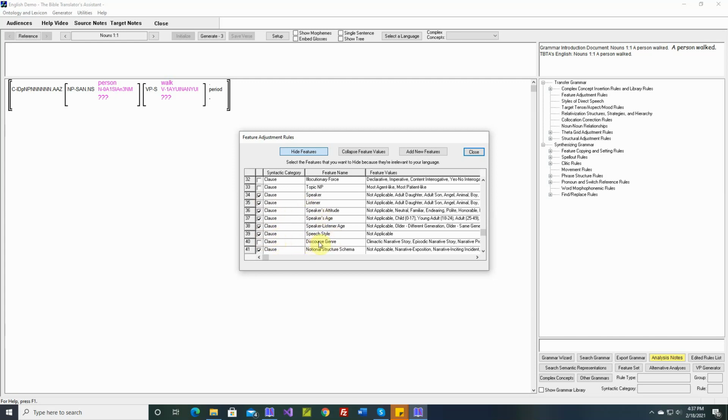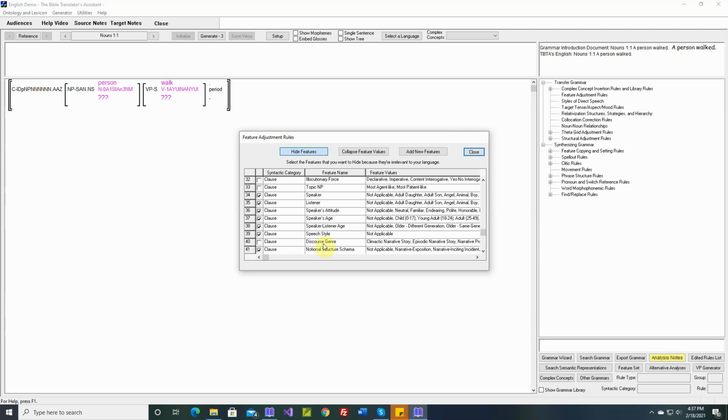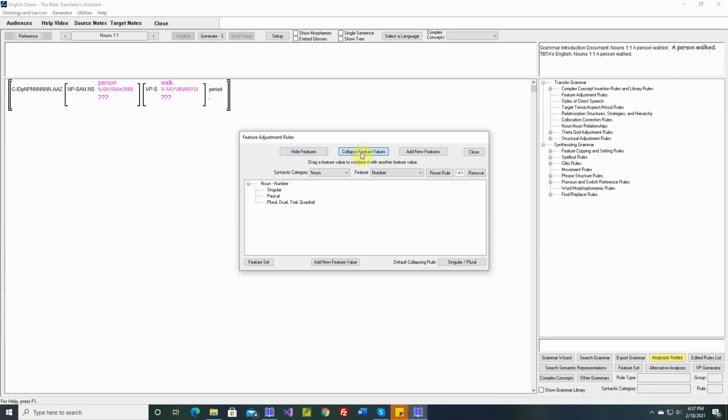We are going to hide discourse genre. If we rest our cursor right now on a clause boundary, we see discourse genre equals climactic narrative story. But in our analysis, we haven't actually been using this discourse genre, so I'm going to hide that. Notional structure schema we haven't been using. Salience band is important. All these others are important. So we'll hide that one. Now let's go to collapse feature values.